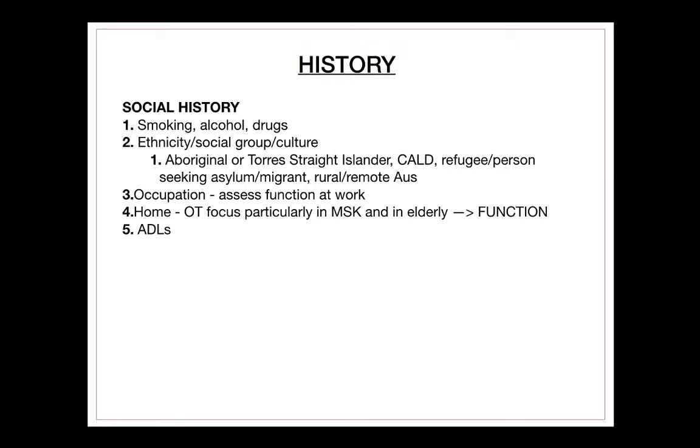And then lastly, just your social history. So this is basically the same as all the other areas. So just your smoking, alcohol, and drugs, especially smoking and alcohol can increase your risk of autoimmune disease as well. Your ethnicity. I put this one in here.